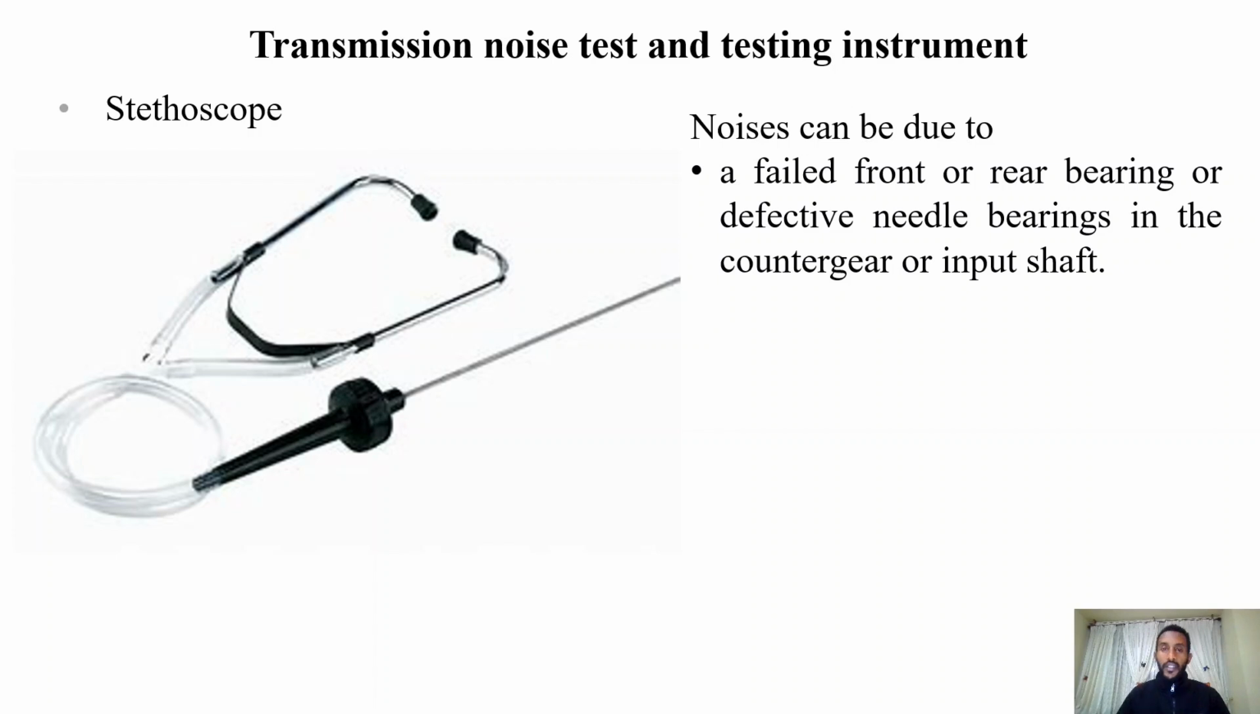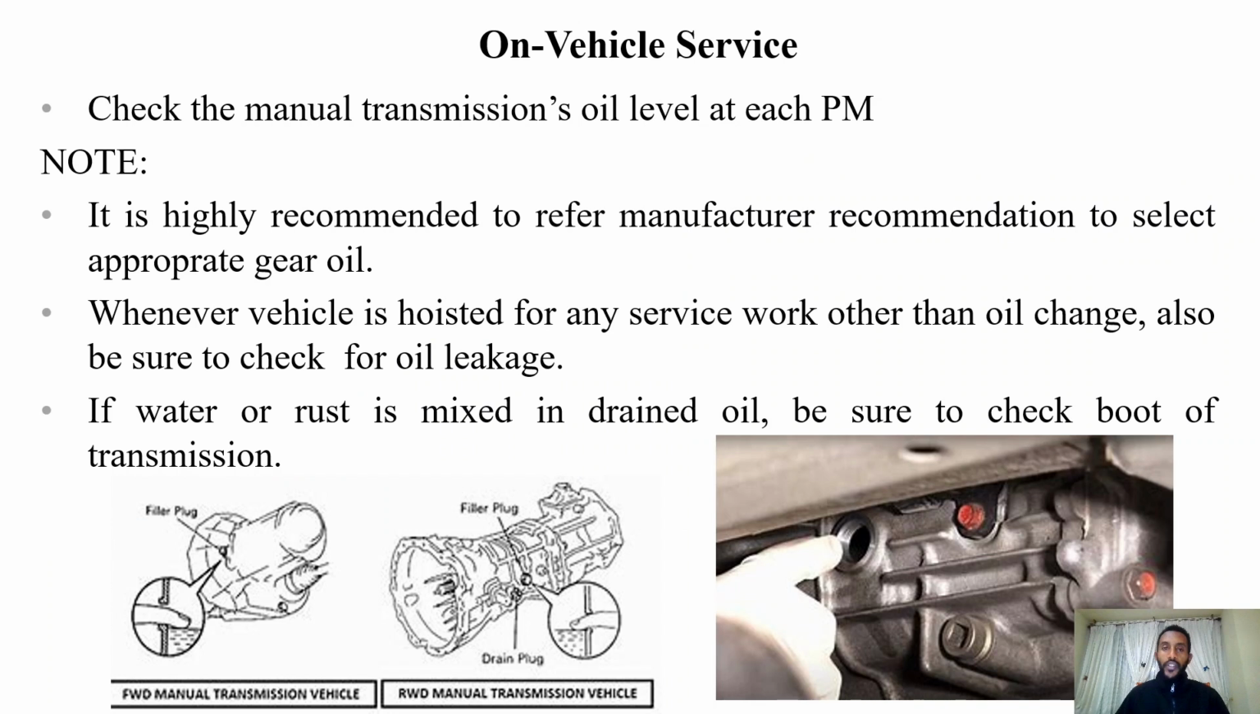In the next part, we will perform on-vehicle service. If we have some problem and we specify the problem by different methods, what we need to do is check or perform service on the vehicle before we proceed to rebuilding. The first thing we should check is the manual transmission oil level at each preventive maintenance schedule, or before we proceed to the main work, for example, main rebuilding work.